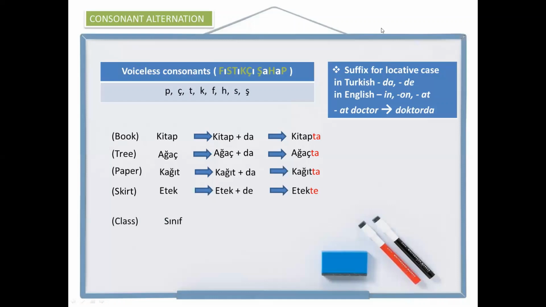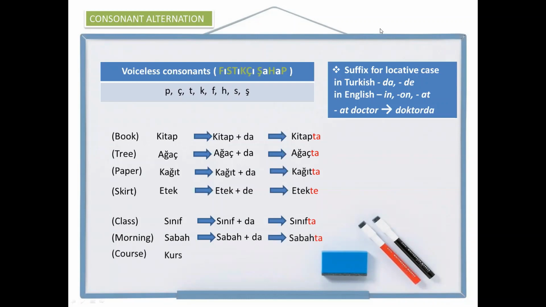Sınıf, which means class. I want to say in the class. Sınıf, da. But f, the last consonant of the word, is a voiceless consonant, so the suffix changes and becomes sınıfta. Another one, sabah, which means morning. I want to say in the morning, sabahda. But h, the last consonant, is a voiceless one, so it becomes sabahta.